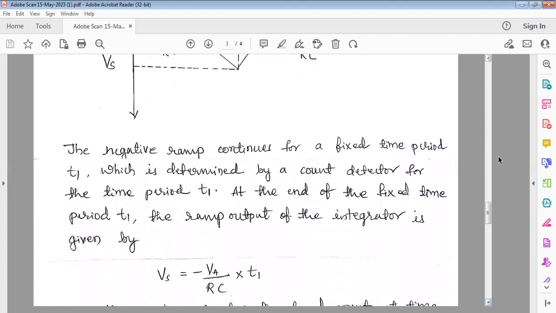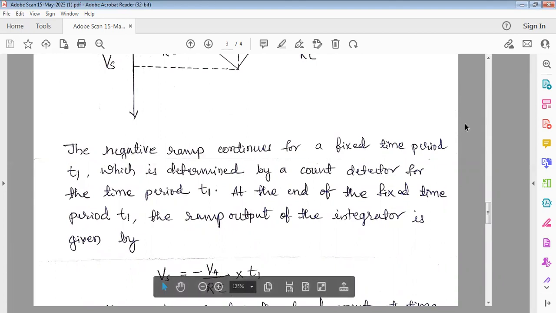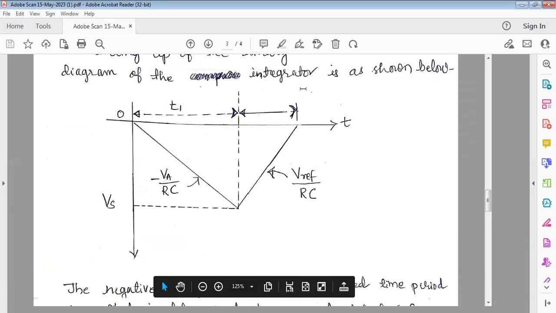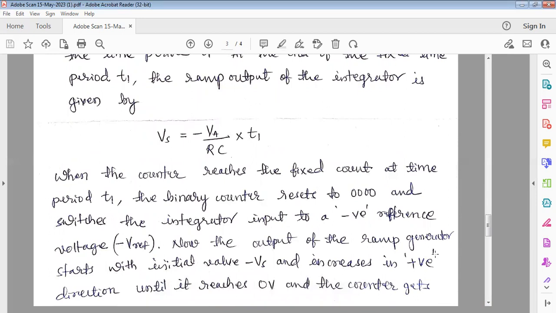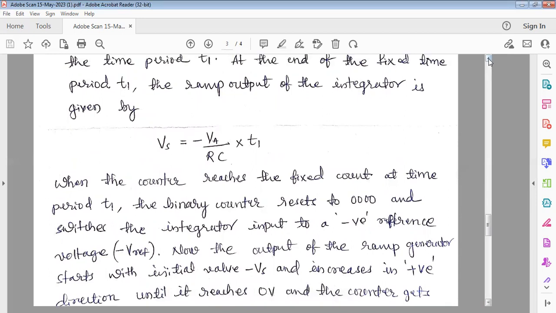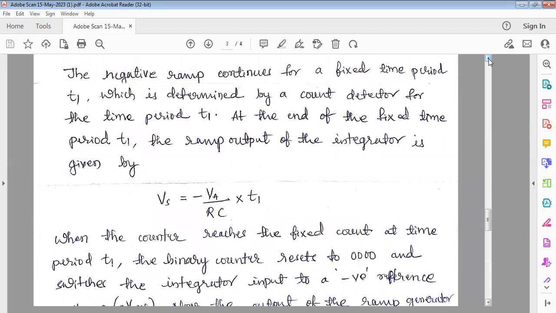So the negative ramp continues for a fixed time period T1, which is determined by the count detector. This is the negative ramp up to time period T1, it increases. At the end of the fixed time T1, the ramp output of the integrator is given by this equation: Vs is equal to minus V upon RC into T1.